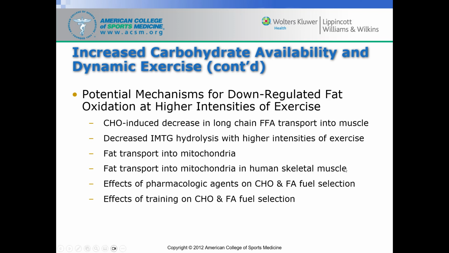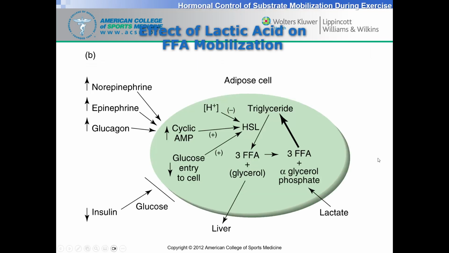Now, to get into this a little bit more deeply, I'm going to go kind of back in time. This is an undergrad slide, but it helps explain what happens during high-intensity exercise. So it's a stressful environment, so you're going to have increases in glucagon, epinephrine, norepinephrine, and these things are all going to stimulate cyclic AMP, which is going to stimulate hormone-sensitive lipase. So you're going to break down triglycerides into your three fatty acids and glycerol.